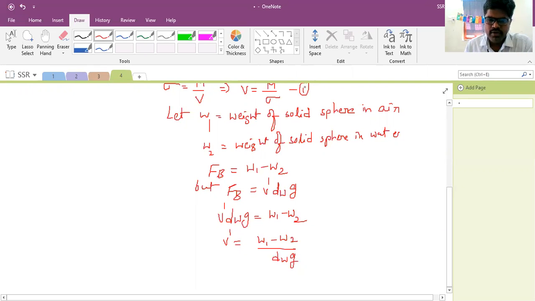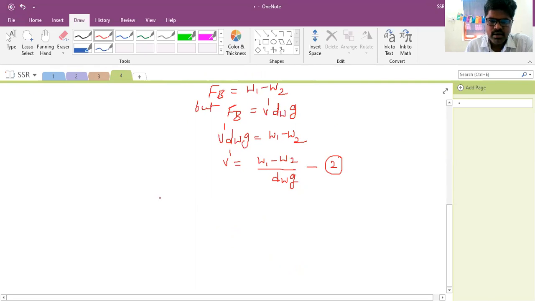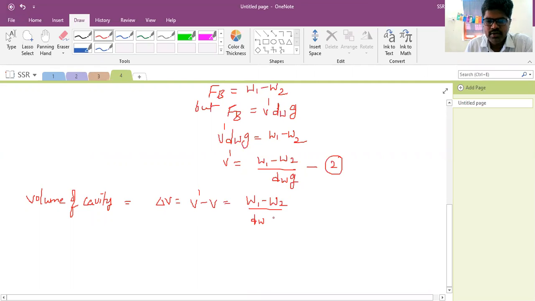So in equation 1, we found the volume of metal, m by sigma. Now for the volume of the total sphere, we found equation number 2, W1 minus W2 by dW into g. Then what do you need to find? The volume of the cavity. Volume of cavity, delta V, is equal to V dash minus V. V dash is W1 minus W2 by density of water into g, minus what is the V value?